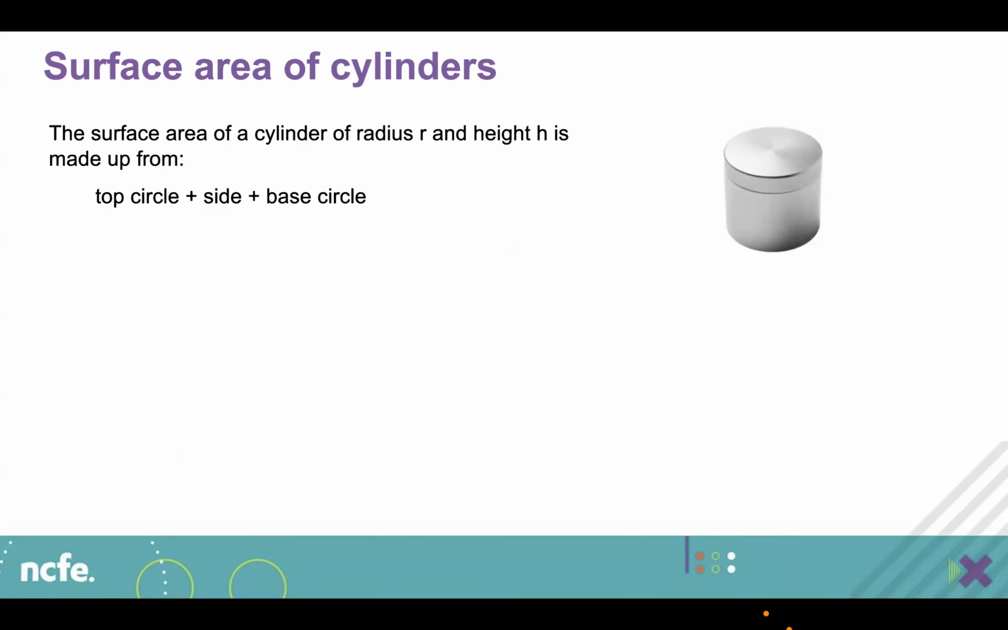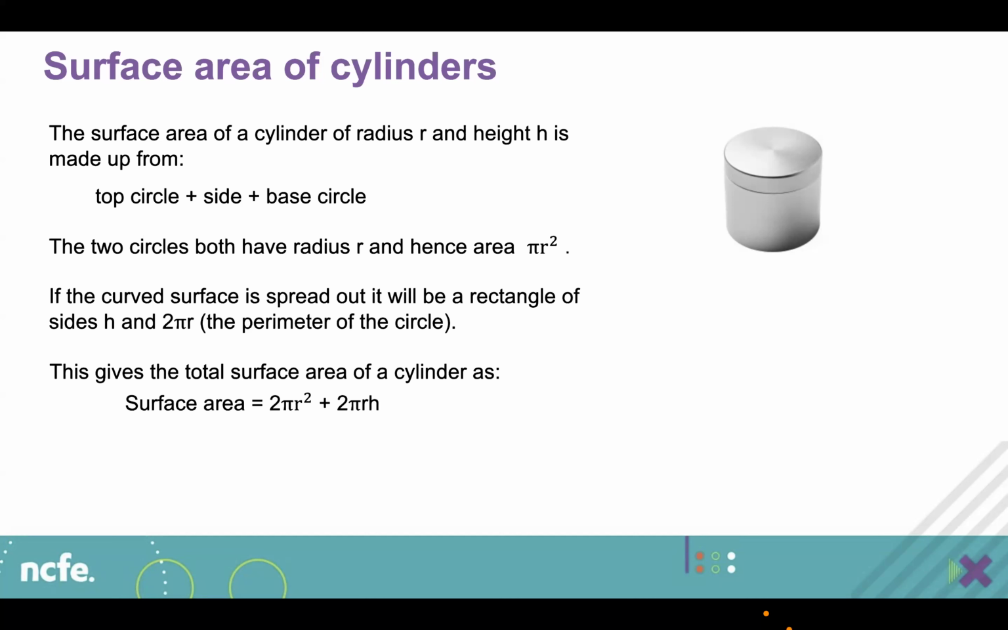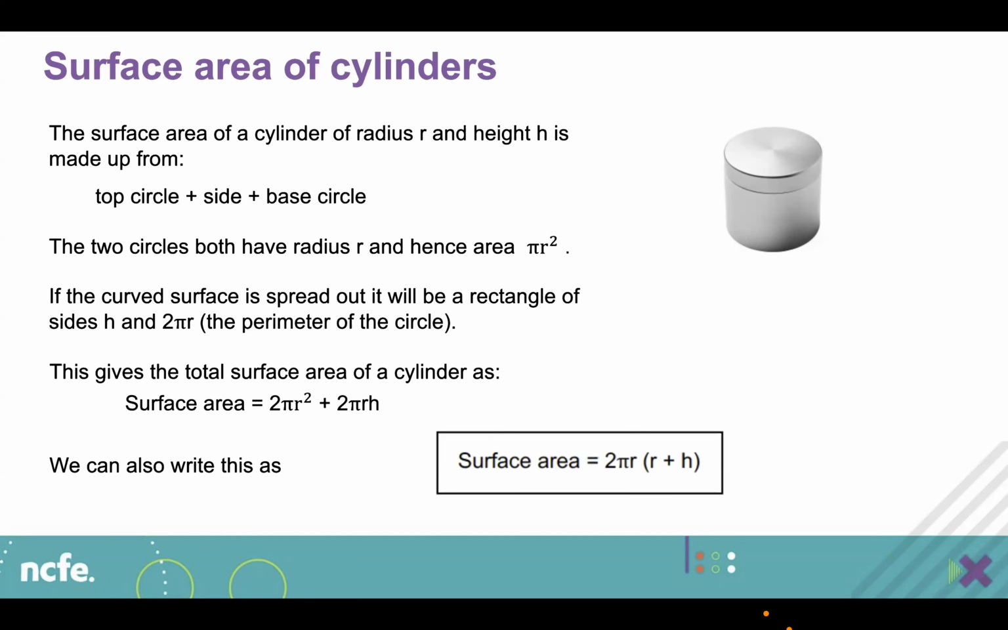The surface area of a cylinder of radius r and height h is made up of the top circle plus the side plus the base circle. The two circles both have radius r, and hence the area is pi r squared because it is a circle. If the curved surface is spread out, it will be a rectangle with sides h and 2 pi r, the perimeter of the circle. So this gives the total surface area of the cylinder equal to 2 pi r squared plus 2 pi r h. We can also write this as 2 pi r, brackets, r plus h.